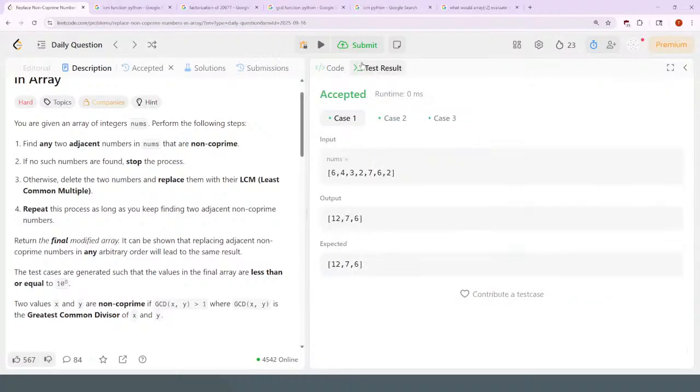Okay, so 6, 4 becomes 12, 12, 3 becomes 12, 12, 3 becomes 12, and then 12, 2 becomes 12, 12, 7 doesn't change anything, 7, 6 doesn't change anything. 6, 2 becomes 6. 6, 2 becomes 6 and does another check for 7, 6. I see, I see.